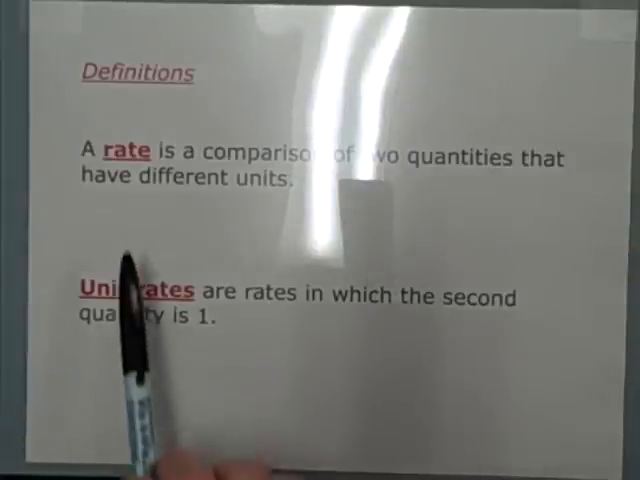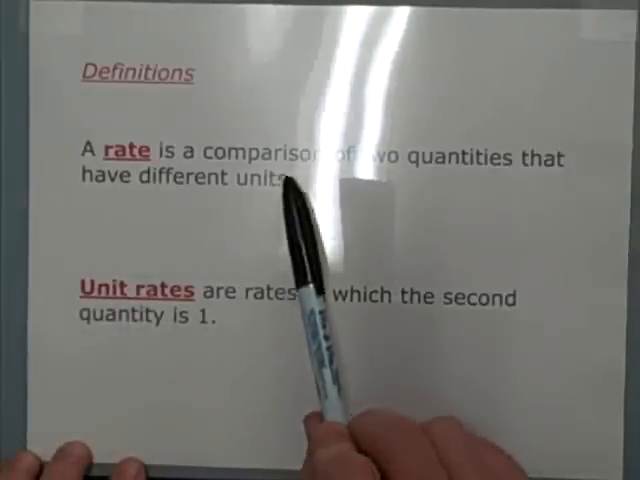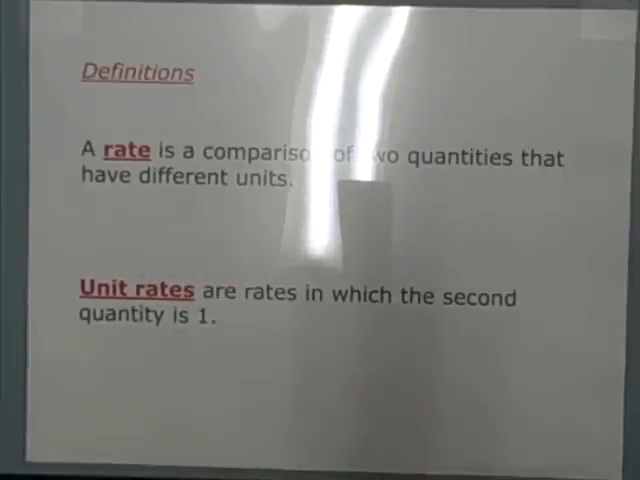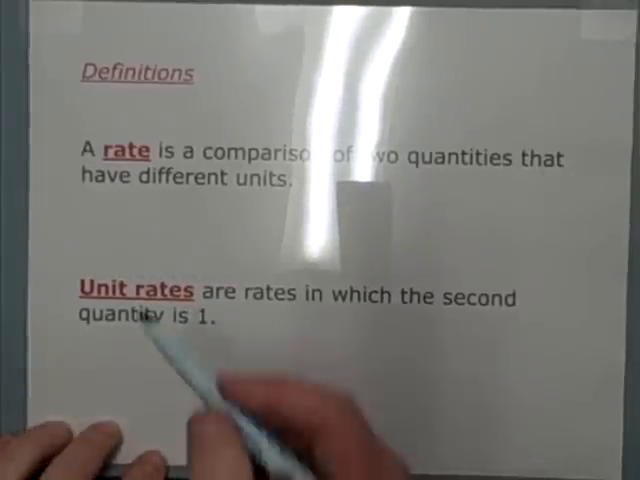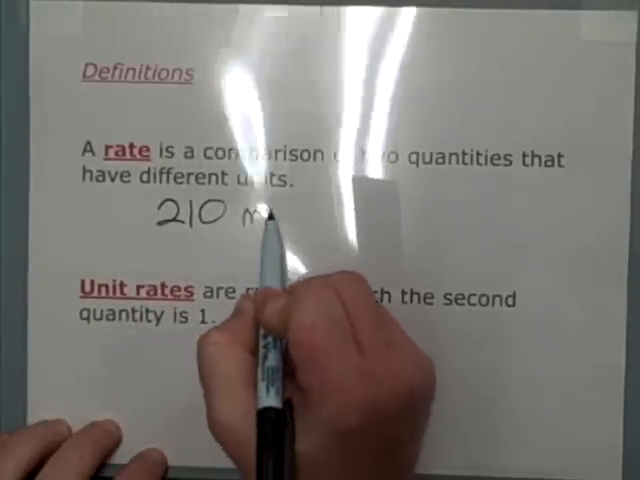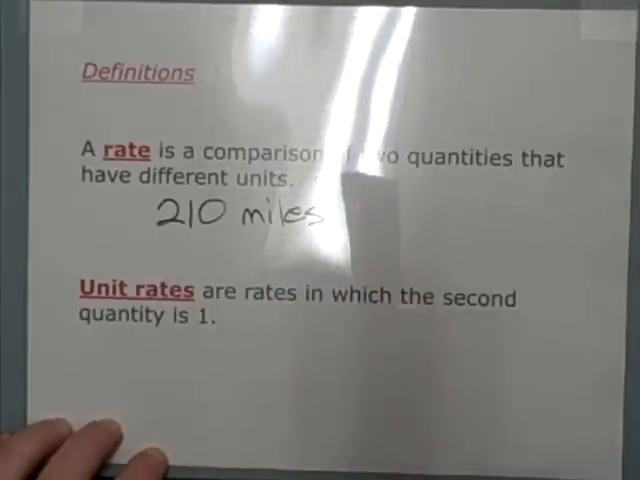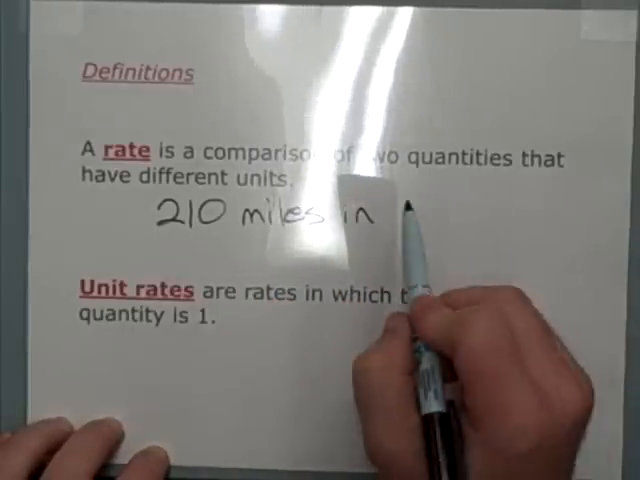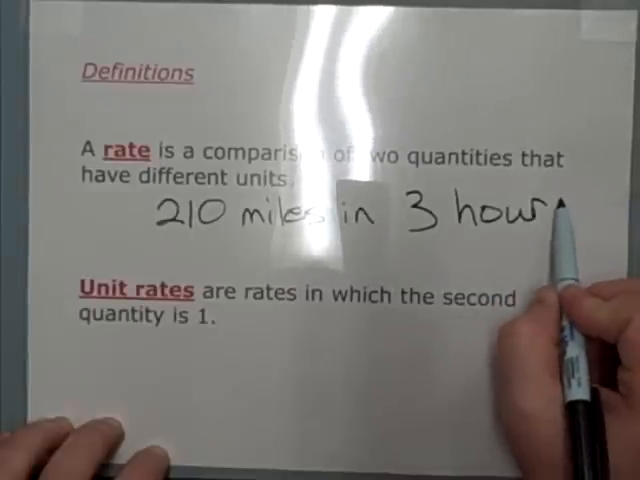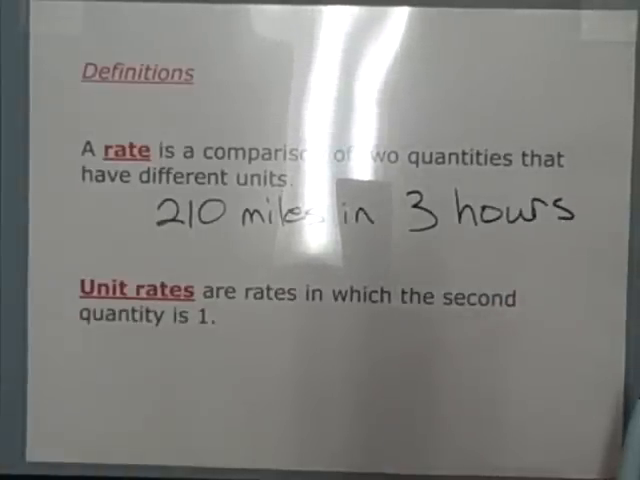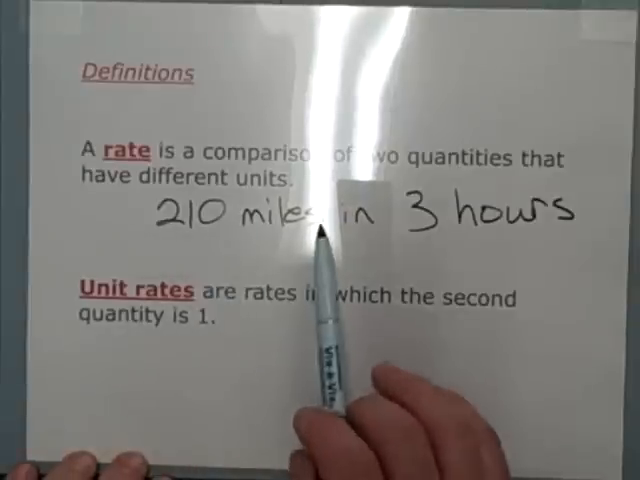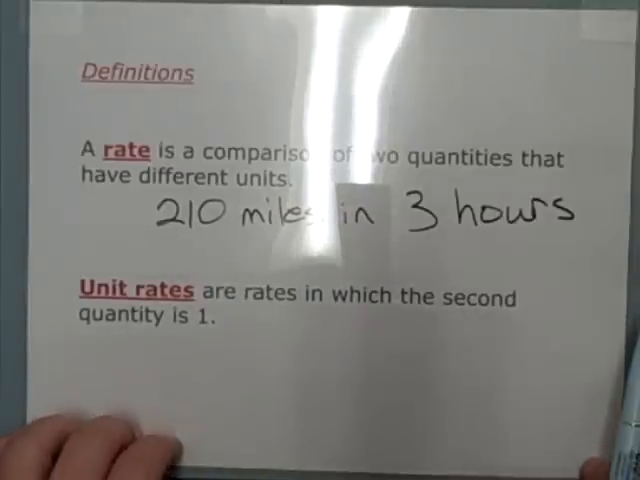First of all, a rate is a comparison of two quantities that have different units. Let me give you an example. Let's say you went on a trip and you traveled 210 miles and you did that in 3 hours. That is a rate. You're comparing two quantities, 210 and 3, and they have different units. One is in miles and one is in hours.